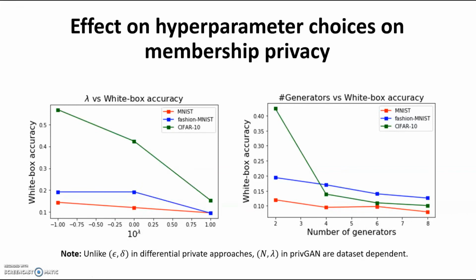However, it is important to point out that unlike epsilon and delta in differentially private approaches, n and lambda in privGAN are dataset dependent quantities, and they don't have an intrinsic meaning in terms of privacy. So what n and lambda will work best for your dataset is dependent on your dataset and has to be experimentally determined.